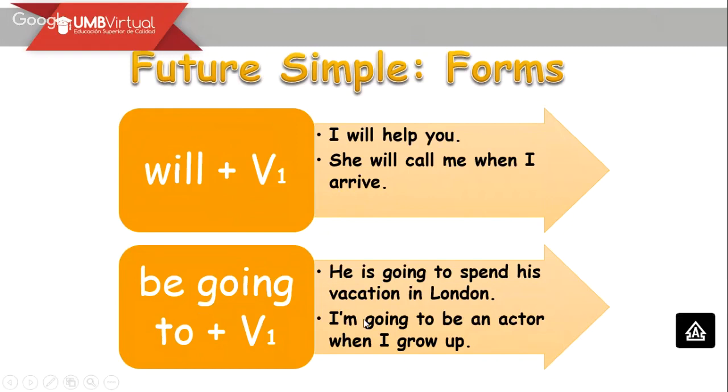Be going to. He's going to spend his vacation in London, right? It's a plan, you really want to do it, or maybe for the future you think, oh, that is going to be perfect to go to that place. But you're talking about, in this example, another person. But maybe it's because you know his plan. The second part, according to it, is I'm going to be an actor when I grow up.